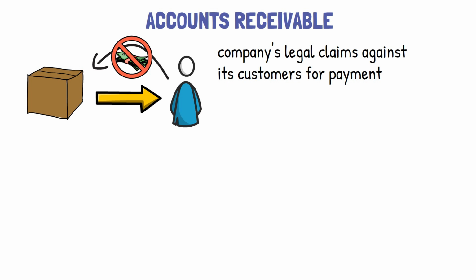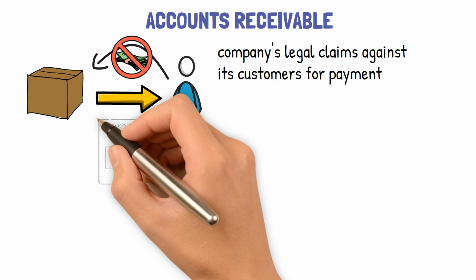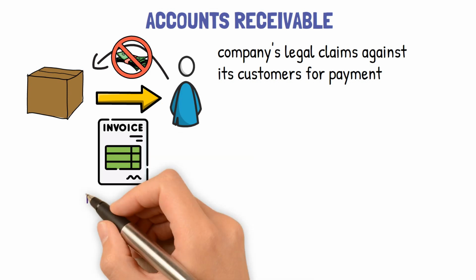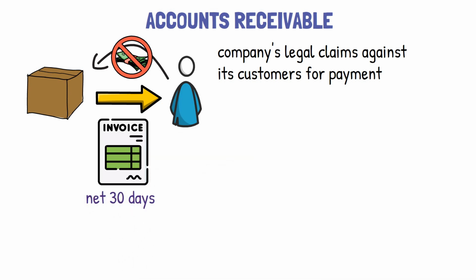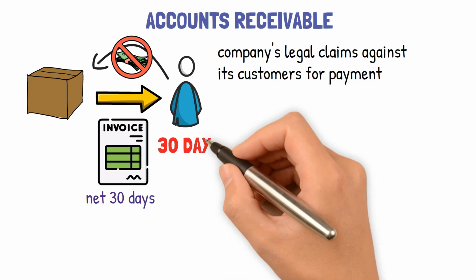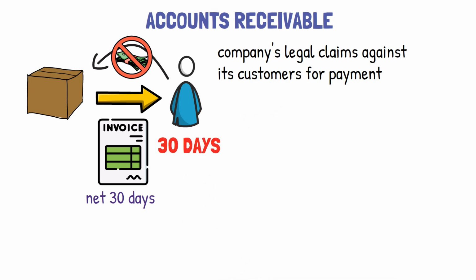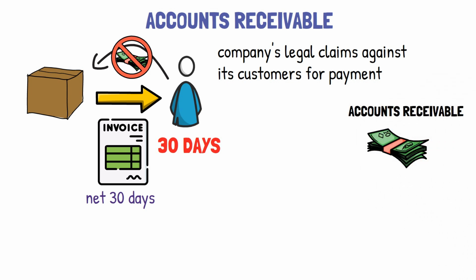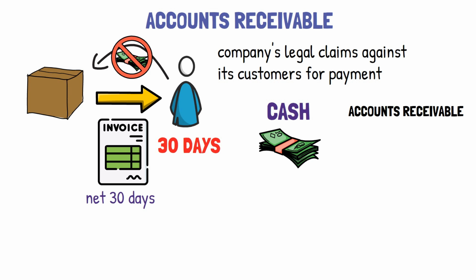When a company sells goods or services to a customer on credit, it issues an invoice with payment terms, such as net 30 days, which means the customer has 30 days to pay the invoice amount. The amount the customer owes is recorded in the company's accounting system as accounts receivable. When the customer pays the invoice, the amount is recorded as a decrease in accounts receivable and an increase in cash or another payment method.